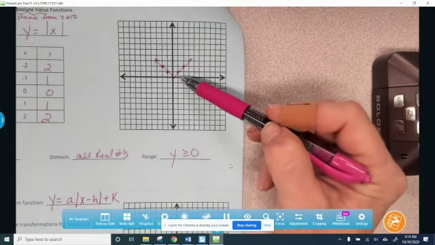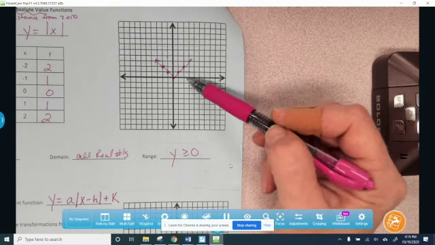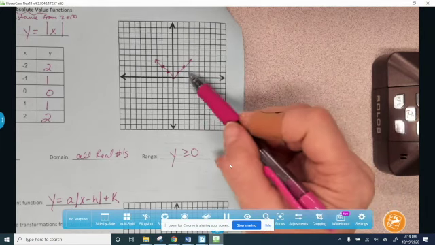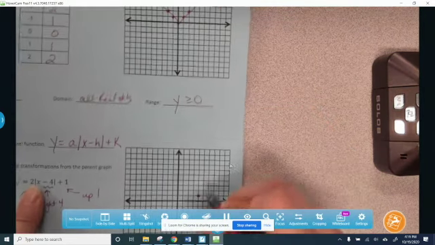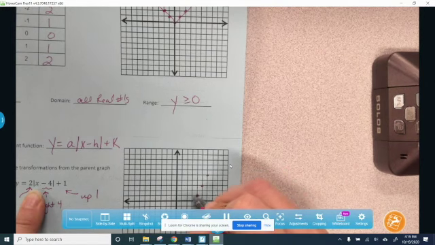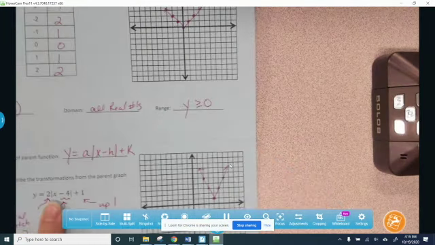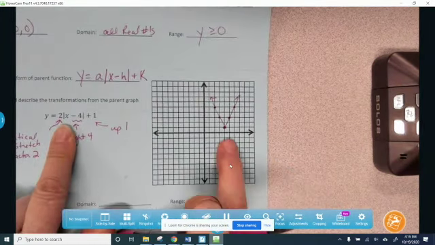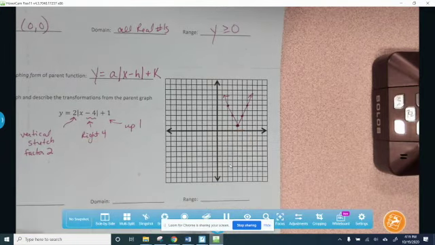What happens here is these y values become twice as big. So this 1 becomes 2, this 2 becomes 4, this 3 becomes 6. So instead of going over 1, up 1, it's going to be over 1, up 2. From the vertex, over 1, up 2, over 1, up 2, over 1, up 2, over 1, up 2. An absolute value graph is also symmetric, but it's a V instead of a U. So there is our vertically stretched parent function shifted right 4 and up 1.